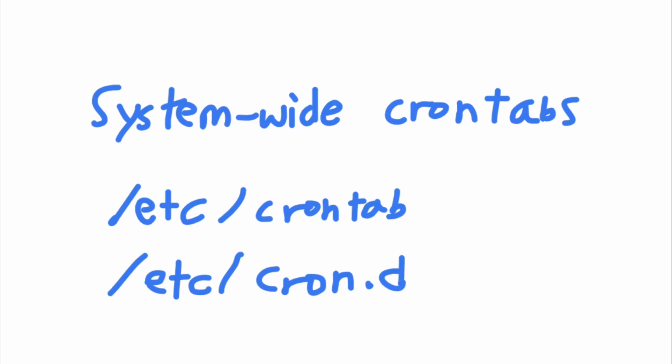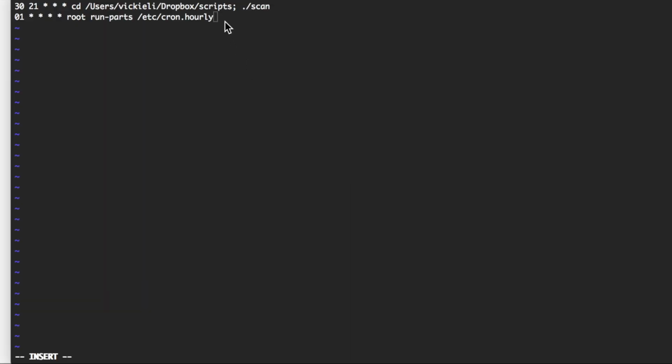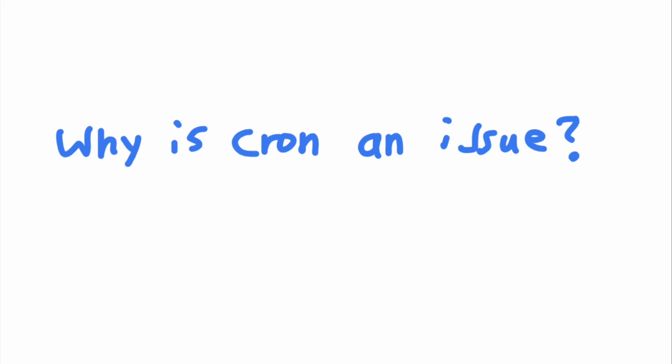And in addition to that, it is also customary to place scripts that the system-wide crontab uses in the directory /etc/cron.d, and the cron.hourly, cron.daily, cron.weekly, and cron.monthly directories, if they should run in those intervals. For example, the following line in the crontab tells cron to run all scripts in the cron.hourly directory as root every hour. So how does cron become a source of vulnerabilities?